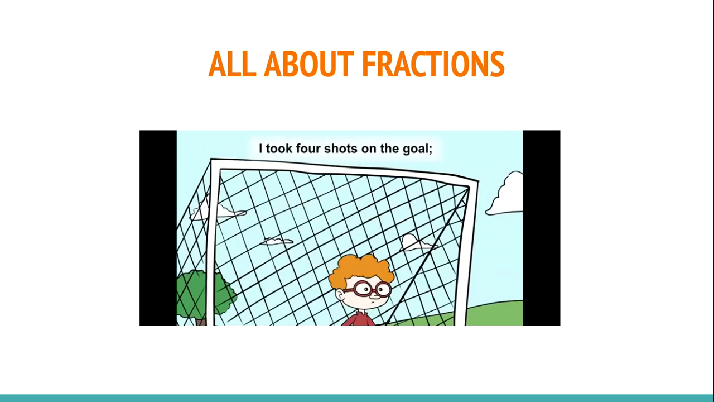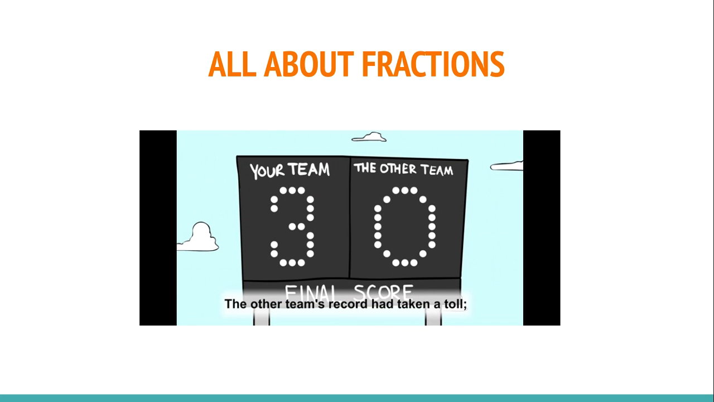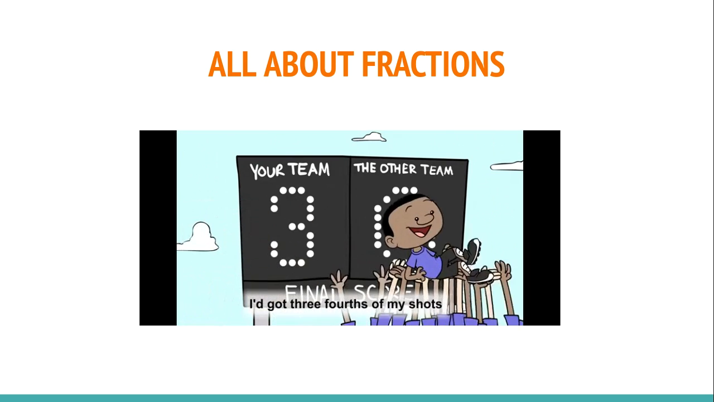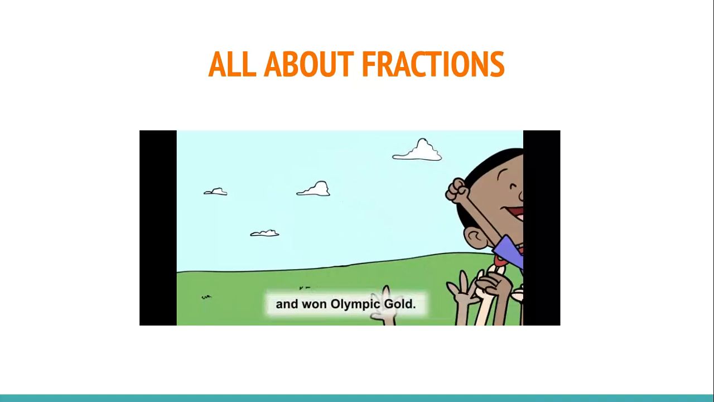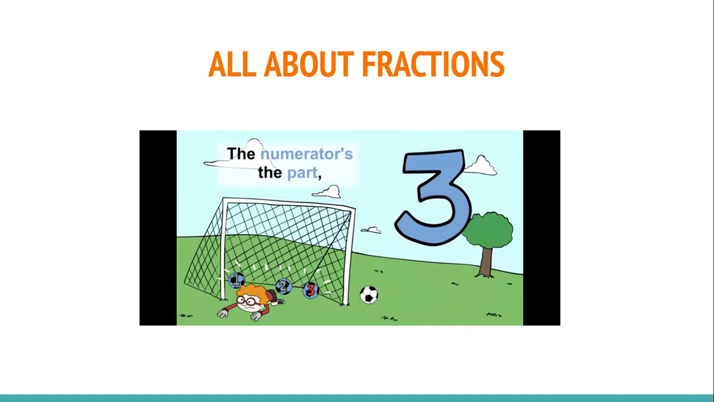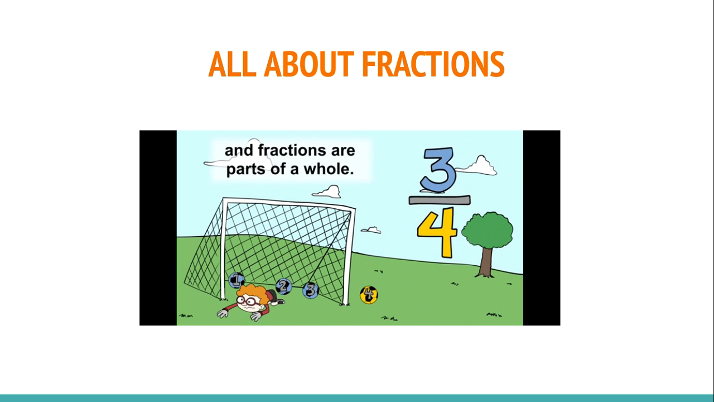I took 4 shots on the goal. 3 went in, but 1 hit the pole. The denominator was all 4 shots. The numerator was the 3 goals I got. The other team's record had taken a toll. I got 3 points on my shots and 1 Olympic gold. The numerator's the car. The denominator's the whole. And fractions are parts of a whole.